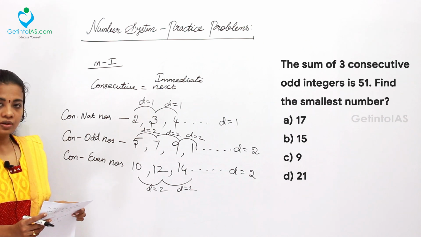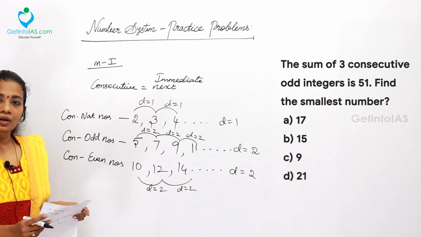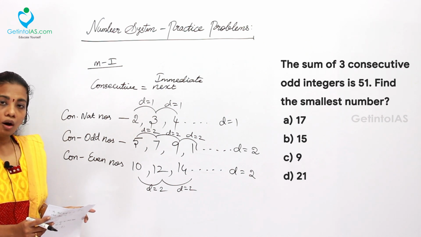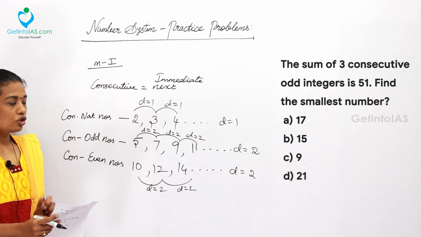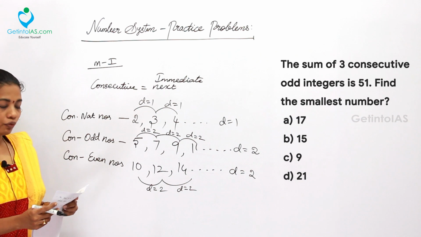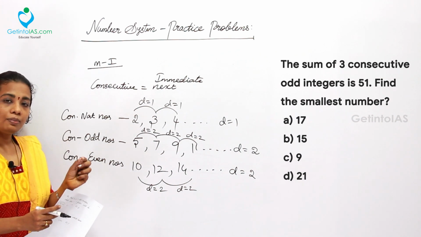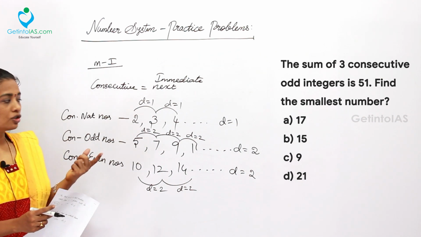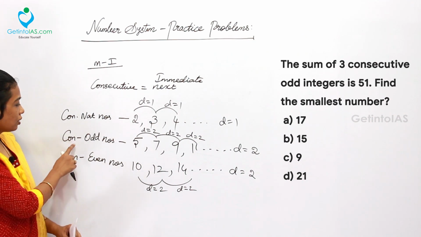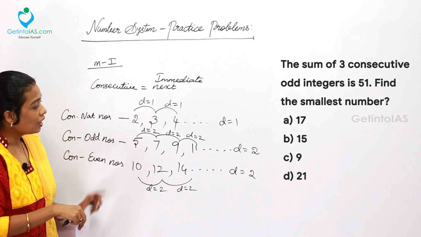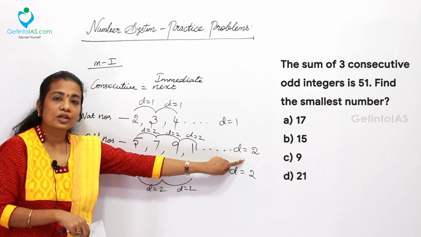One such question is given: the sum of 3 consecutive odd integers is 51. Find the smallest number. So for that we take the first number as x. What is the next number? Here it is given as consecutive odd integers. For consecutive odd integers, the pattern is that the difference is 2.